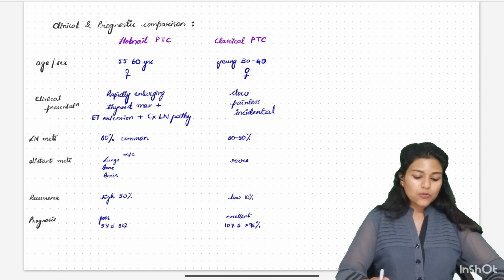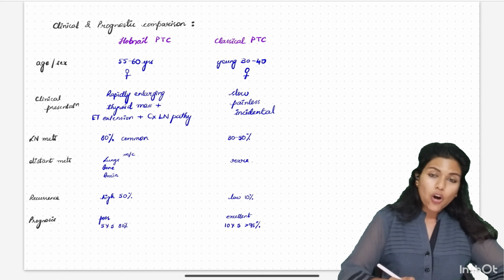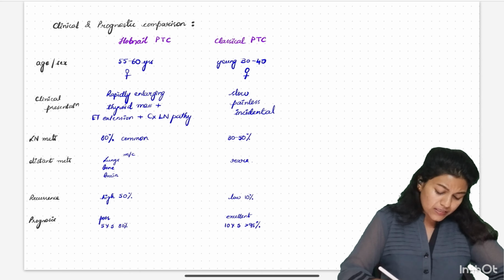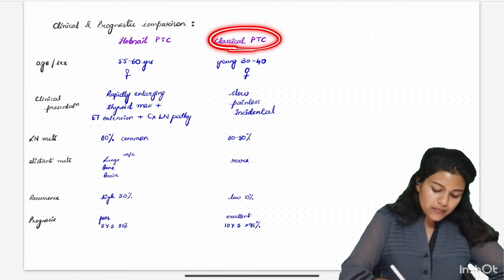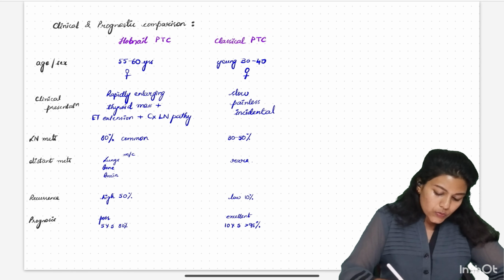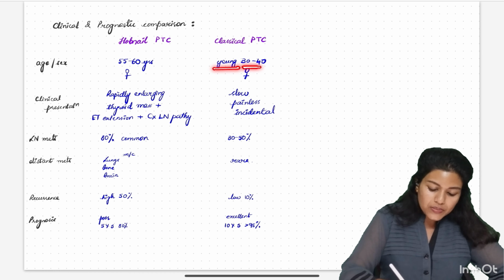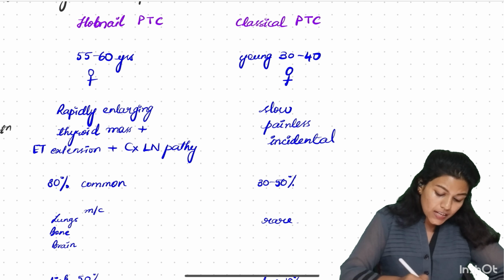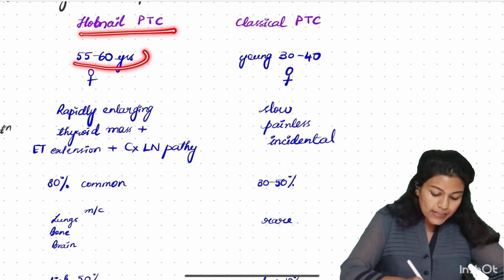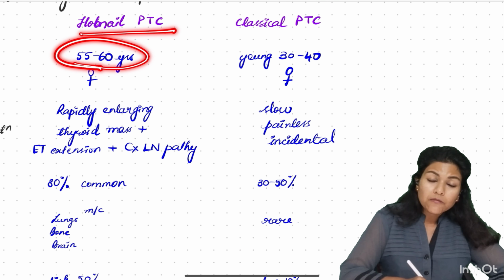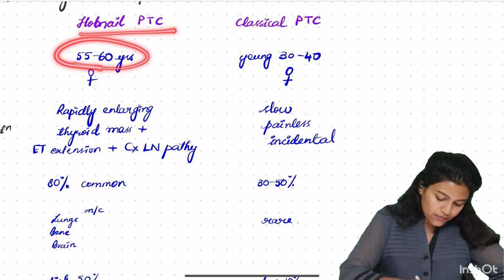Coming to the clinical and prognostic comparisons between hobnail PTC and classical PTC, we'll start with the classical PTC. The age predilection for classical PTC is young females between 30 to 40 years, whereas hobnail PTCs are seen in elderly females ranging from 55 to 60 years of age.